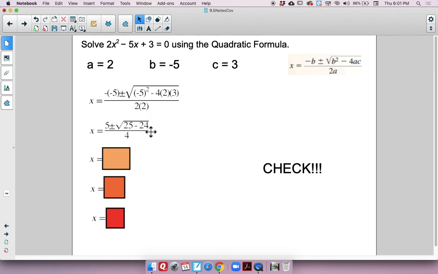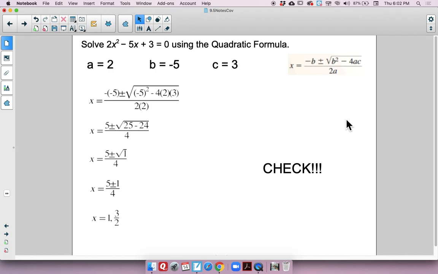Okay, well, we still have work to do inside that radical there, right? That's like a grouping symbol. 25 minus 24 is 1. So what's the square root of 1? 1. So we have 5 plus or minus 1 over 4. And yes, you get to play America's favorite math game again. How awesome is that? So there you have it.